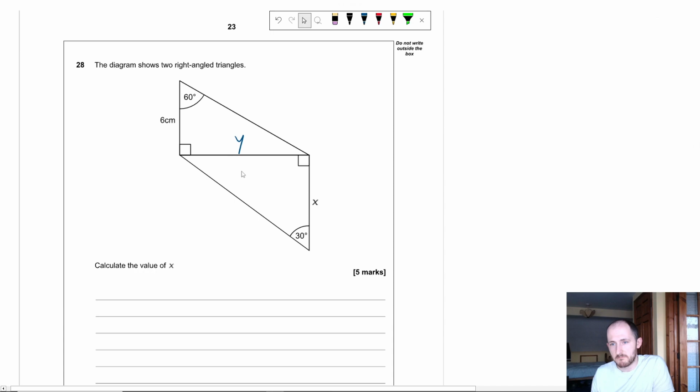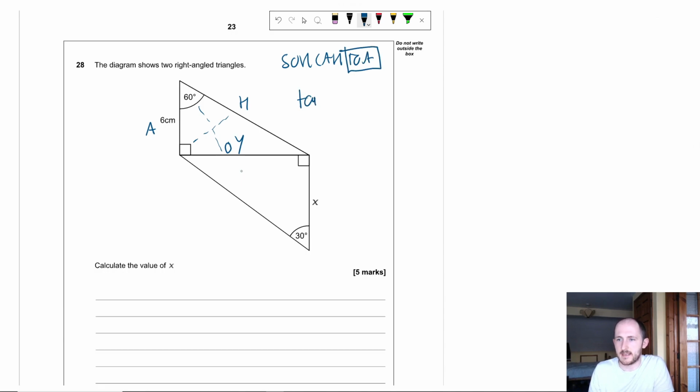5-mark question. Not too bad, but it's a non-calculator paper. We need to do trig. So if I label up this triangle, we have the hypotenuse, we have the opposite side, and therefore this must be the adjacent. So in this case, if we use SOHCAHTOA, we have opposite and adjacent, so we're looking at TOA. So tan 60 is equal to y over 6. So y is equal to 6 tan 60. Okay? I hope that makes some amount of sense.